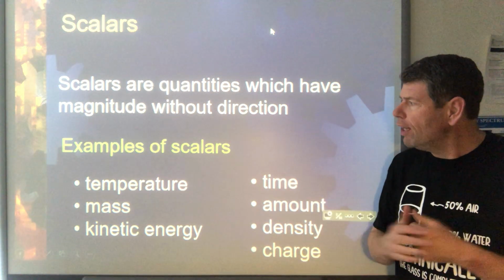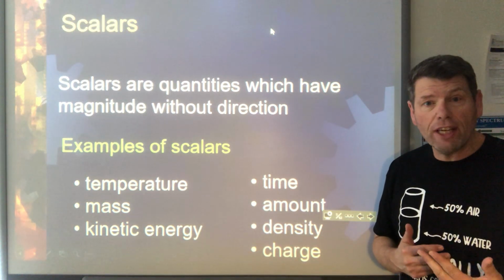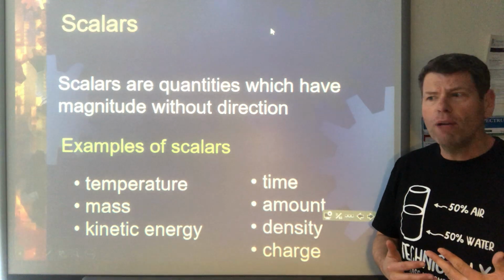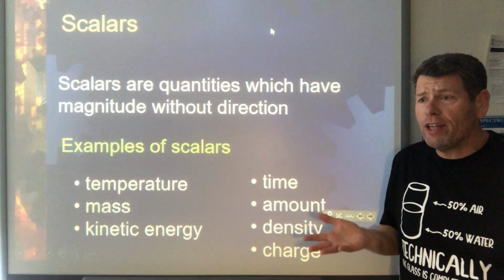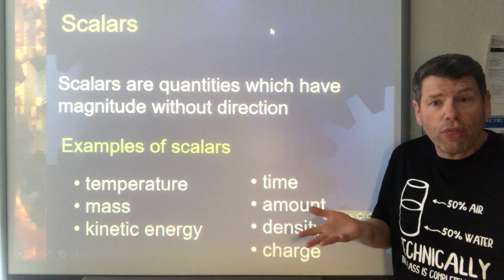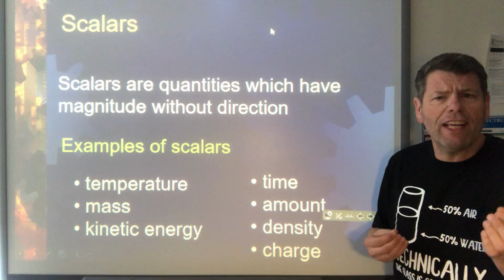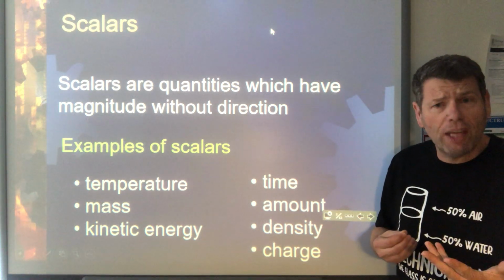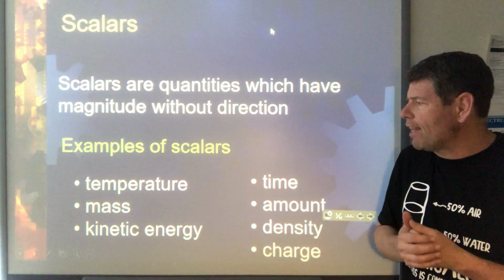For example, temperature measurements are scalars. We give a degree Celsius or Kelvin or Fahrenheit, but we don't give a direction because that wouldn't make any sense. To say the water is 50 degrees Celsius north, or positive, well, the positive or negative is somewhat important with a scale of temperature, but direction as we know it would not make any sense.